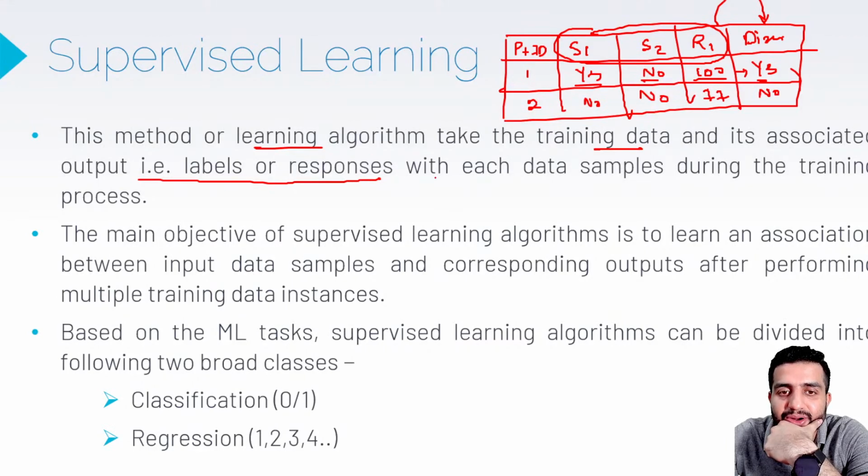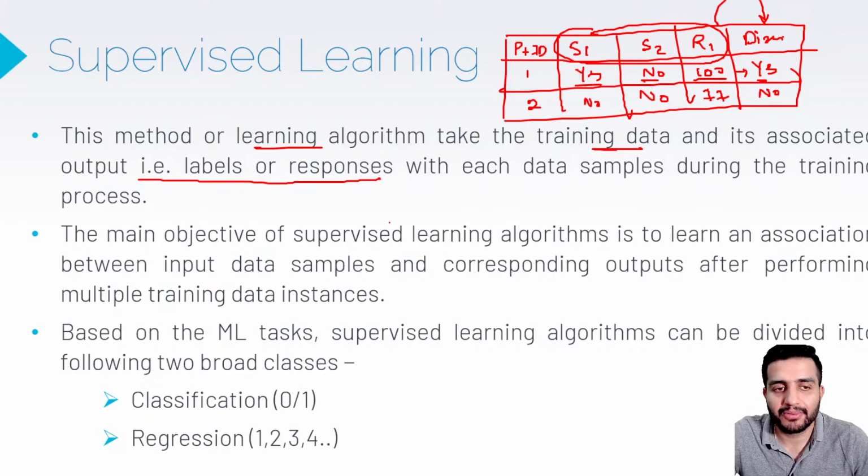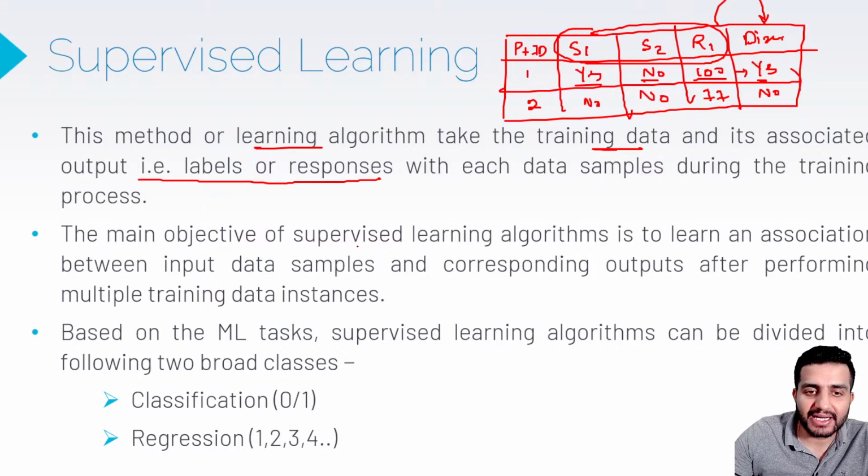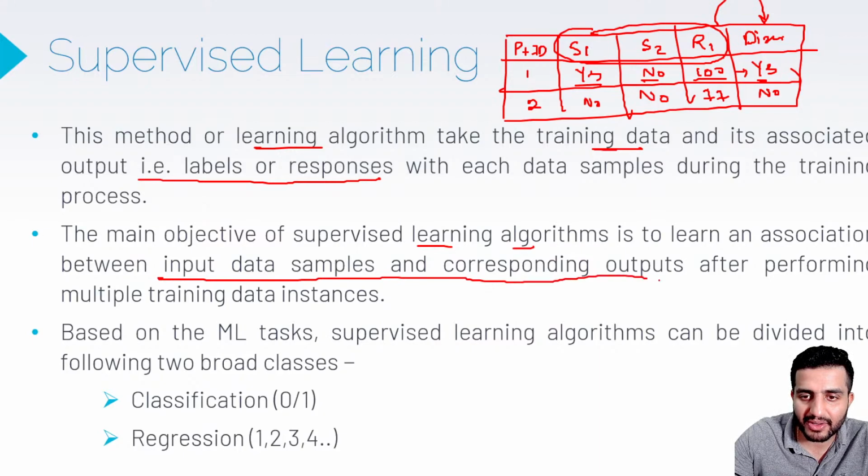Right, so this method or the learning algorithm takes the training data and its associated output, the labels or the responses, during the training process. So the main objective of the supervised learning algorithm is to learn an association between my input data samples and the corresponding outputs.